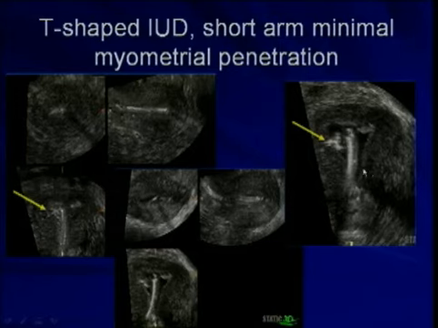We actually performed a sonohysterogram to assess the cavity because there can be some difficulty assessing the cavity in the presence of the IUD, and demonstrated that there was no polyp, confirming the myometrial penetration here. And the clinician was pleased as long as there was no polyp. The intermenstrual bleeding itself was not clinically significant.